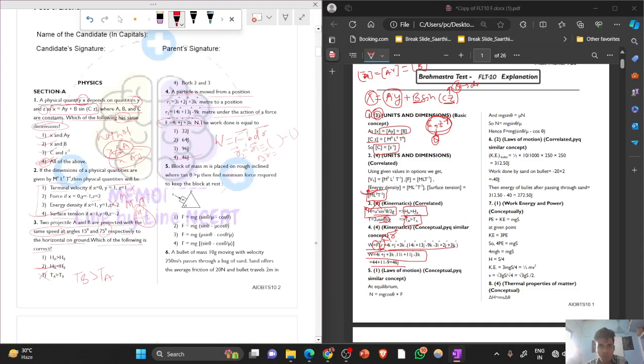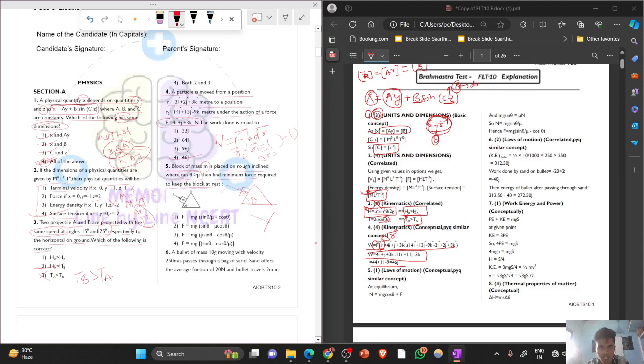Okay, now moving to the next question. Block of mass m placed on a rough incline with tan theta greater than mu. It's a condition of sliding. The minimum force required to keep the block at rest. Okay, you know the block is in this way. Here is the angle theta, this is the wedge, this is the block, and the force is acting in this way, meaning perpendicular to the surface.